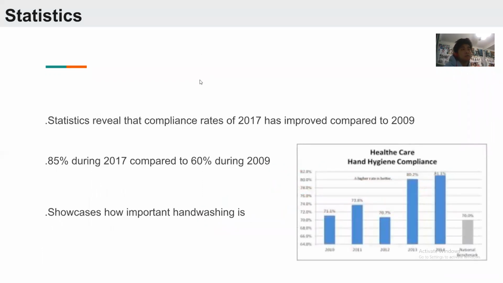Moving on. The statistics reveal that the compliance rates of 2017 have improved compared to 2009. You can see within the diagram I have given that during 2017 there was 85%. This compared to 60% during 2009 showcases how important and emphasized hand washing is now within hospitals and nursing homes.